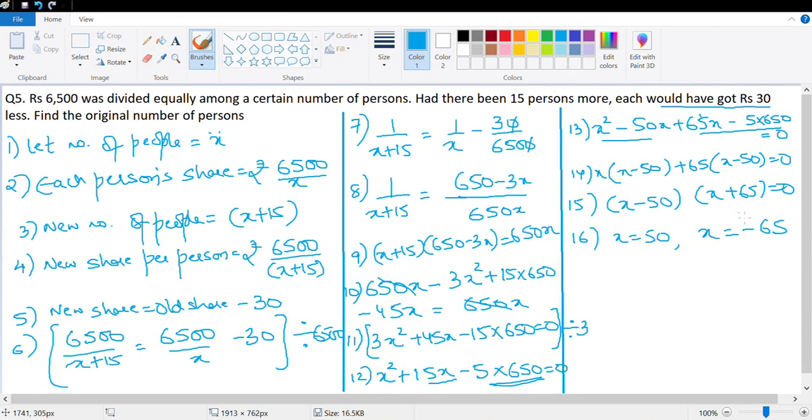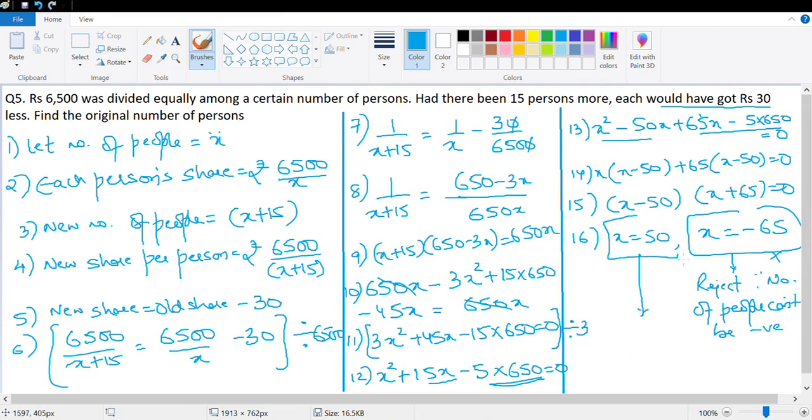Now since number of people can't be negative, reject. Since number of people can't be negative, therefore, this is our final answer. Therefore, number of people is equal to 50. Perfect. Let's look at the next one.